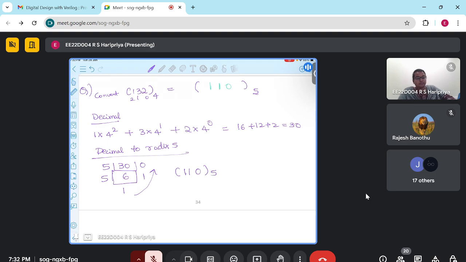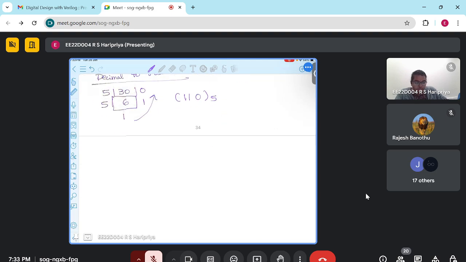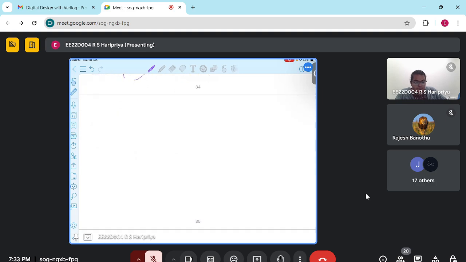So is this clear? So we are trying to convert from radix 4 to radix 5. The base of the system is from 4 to 5. Okay, next question.